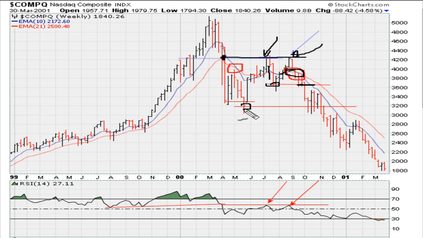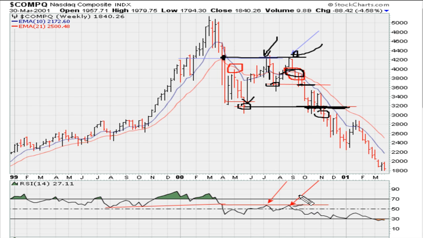And then this low here, this one failed, so you lost money there if you didn't get out. So you have to get out of these things when they're not working. But down the road, once we broke below that, we never recaptured that level. After weeks of playing around here, once we broke below that decisively, we never recaptured that level.